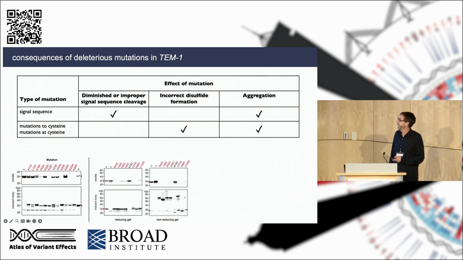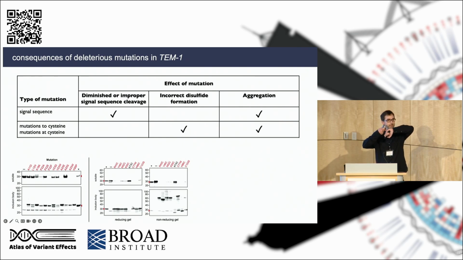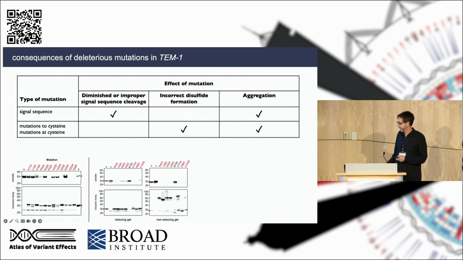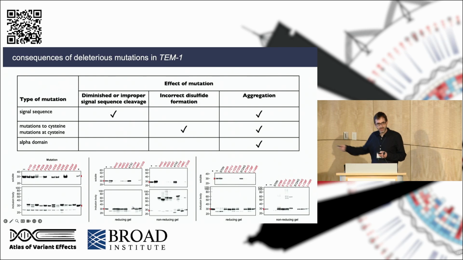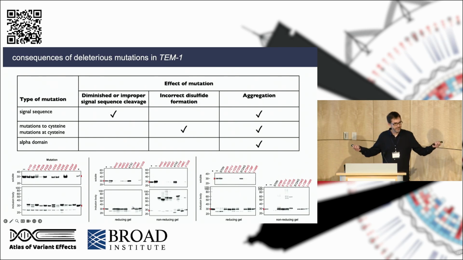With the cysteine mutations, we get some incorrect disulfides where two beta-lactamase molecules form disulfide bonds between them, and we also get aggregation. And then those mutations in the center part of the protein in the alpha domain also cause aggregation. So aggregation, aggregation, aggregation suggests that aggregation has something to do with these collateral fitness effects.